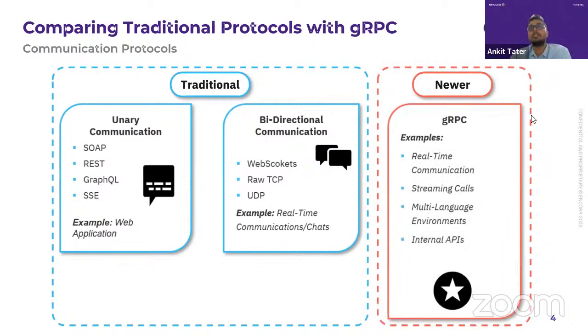Now we have the newer gRPC. We'll see what the problems with traditional protocols are and what gRPC offers. gRPC can handle real-time communication. It can also handle unary communication, right? For example, for unary you are using SOAP and REST, but with gRPC you can use two-way communication also, and you can use unary communication, and it has support for multiple language environments.